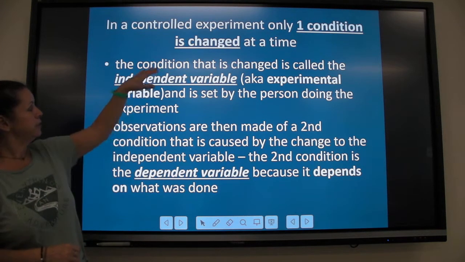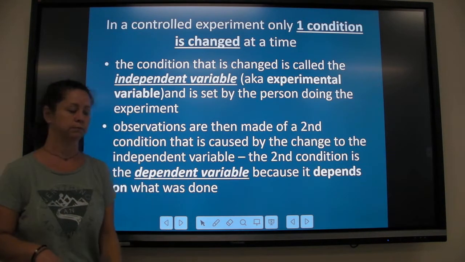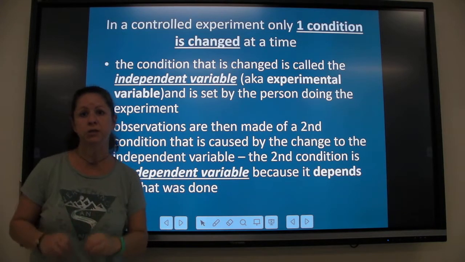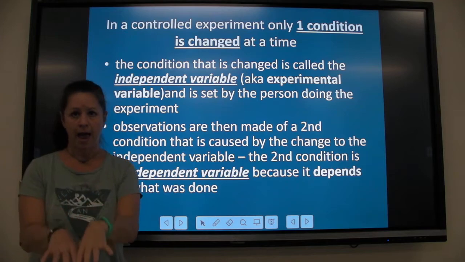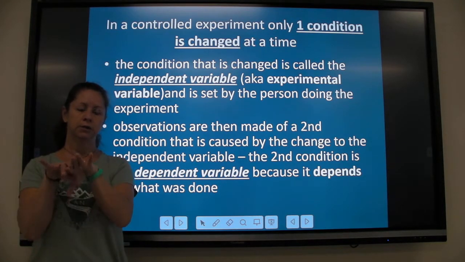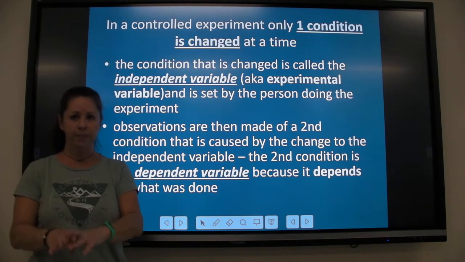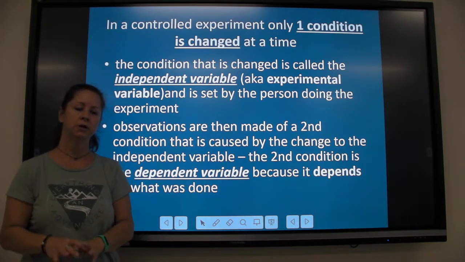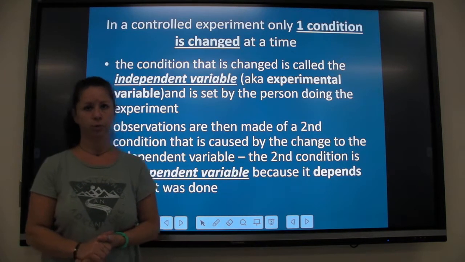All right, so that's how you tell the difference between the dependent variable and the independent variable. The dependent variable depends on what I'm doing different. I am adding fertilizer, my independent variable. How big the plant gets depends on the fertilizer. So plant height is my dependent variable.